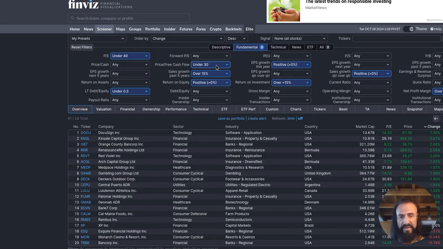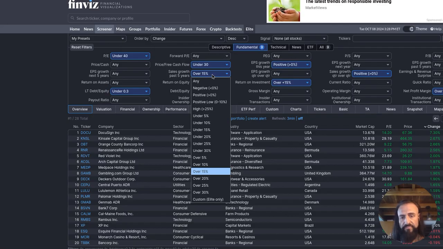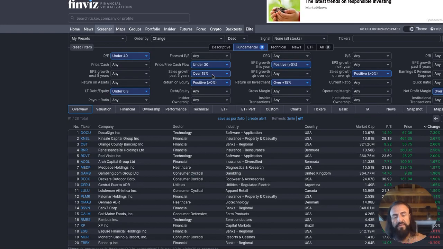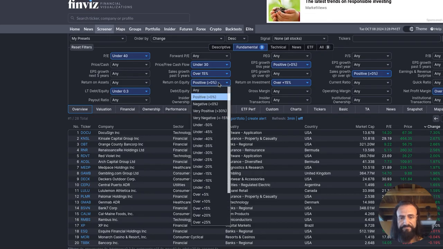The other thing that I select here is the sales growth over the past 5 years. To me, anything below 15%, if a company doesn't grow their sales 15% over the past 5 years, for me it's not worth buying. The other thing I select here is the return on equity. I just put positive here. You might want to change that number. If you target a return on equity of 5, 10, 15% minimum, you can change that here.